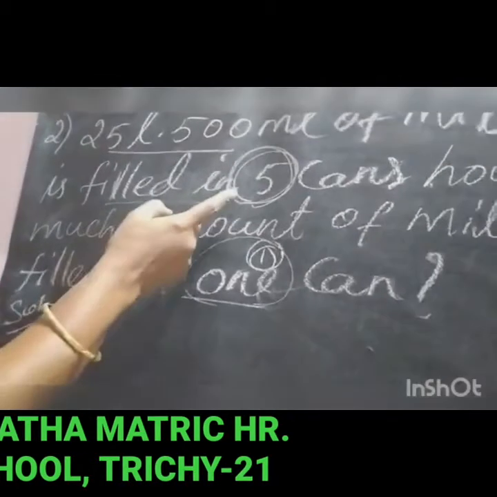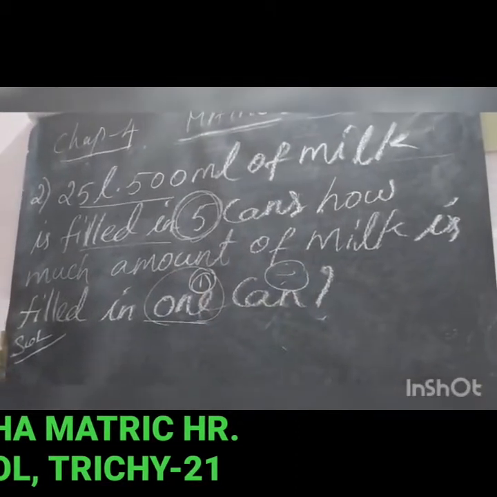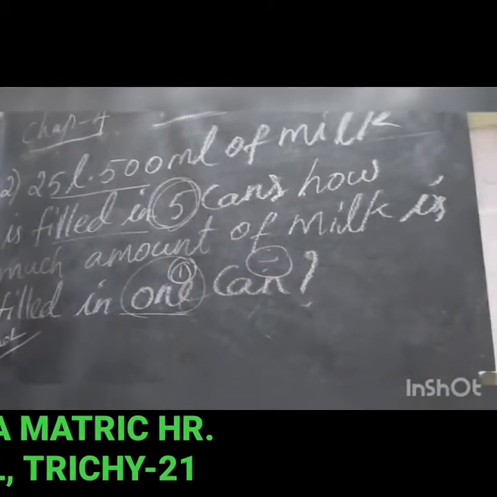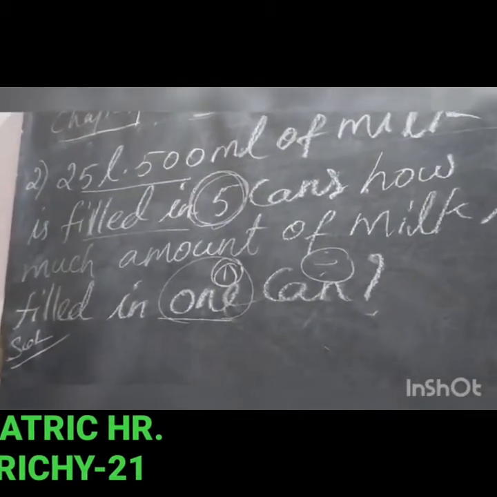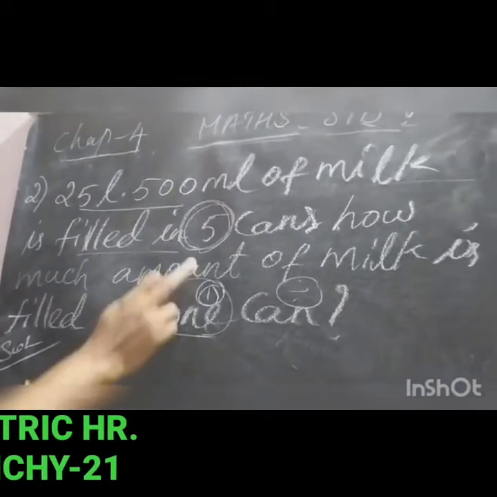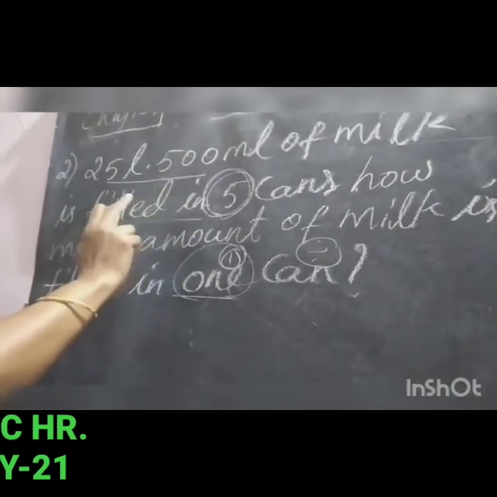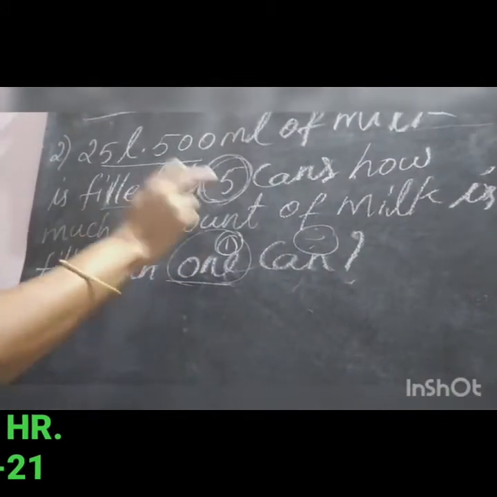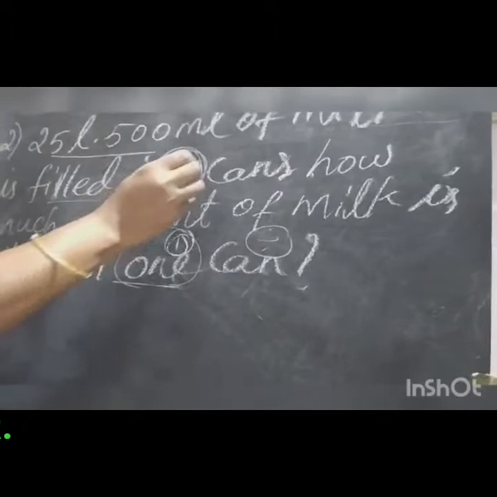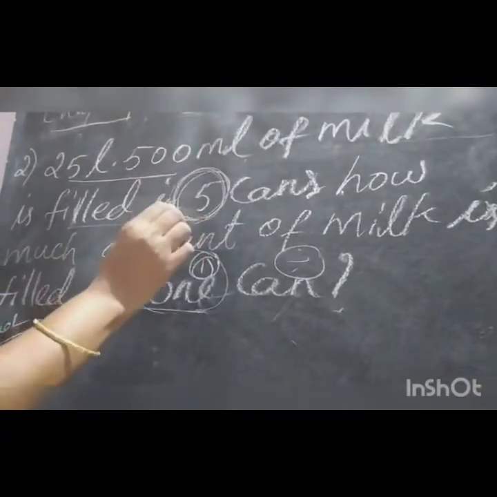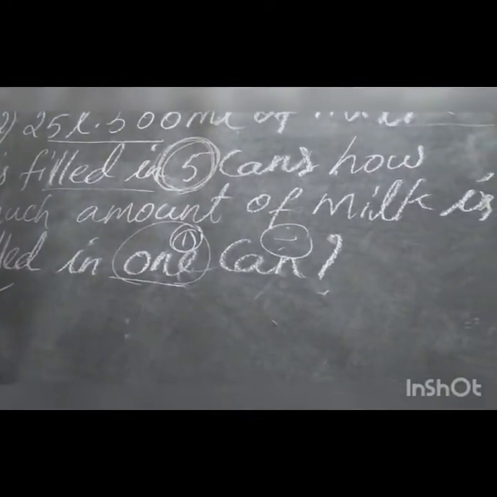So more than 1 is given, one thing is asked, that means division. Before doing the sum, you have to read it 2 or 3 times and check whether the given sum is multiplication or division. If one is given and more than 1 is asked, you have to multiply. Here, 5 cans, many things are given, one thing is asked, so you have to divide the given number.